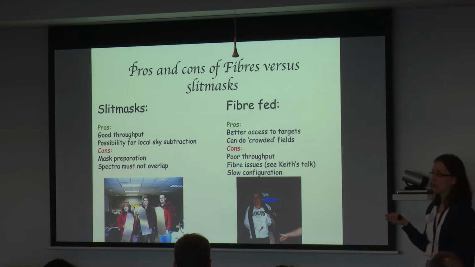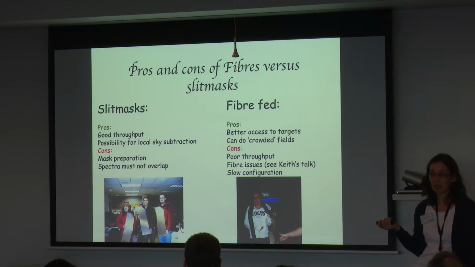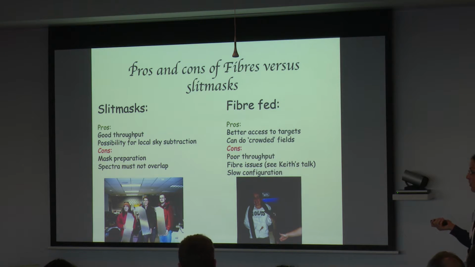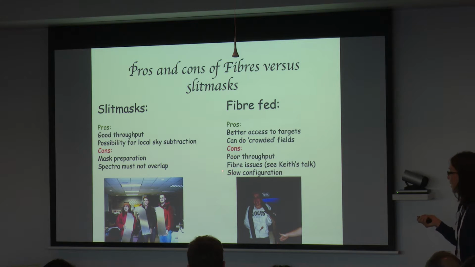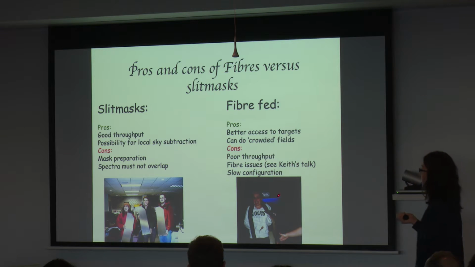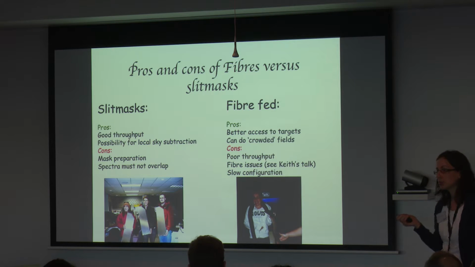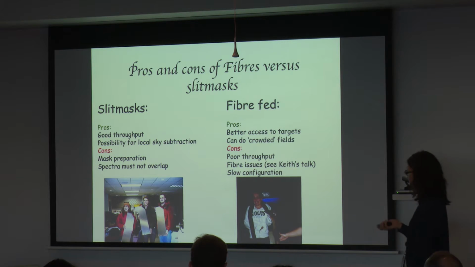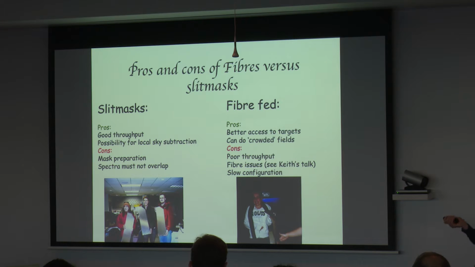Cons of the slit mask: mask preparation is a bit of a nightmare. Like I was telling you, there are a lot of hoops you can fall through. Masks come in and out, and they're not always aligned. Fibers are getting a lot better, and I'm really excited to show you some videos later, but they can be really slow to configure, and I don't really like snakes, so the fiber snake kind of scares me. I told you it's a very narcissistic talk.